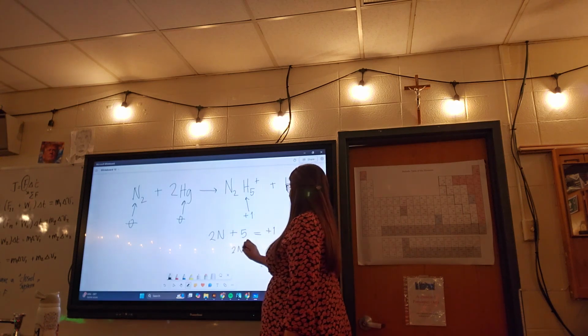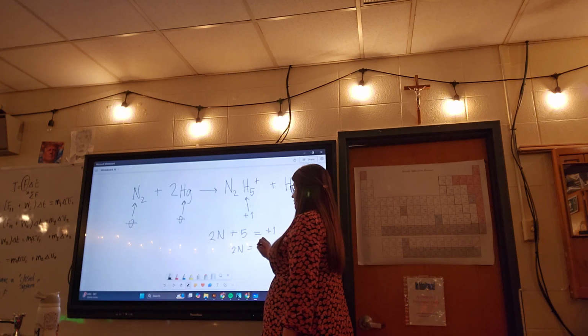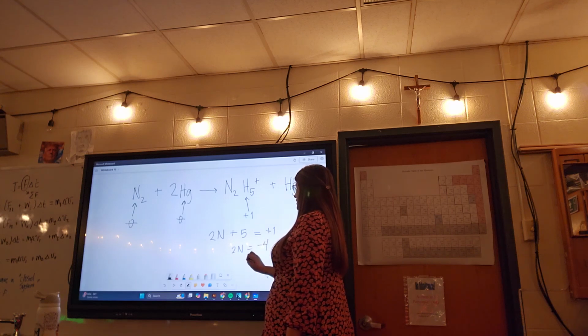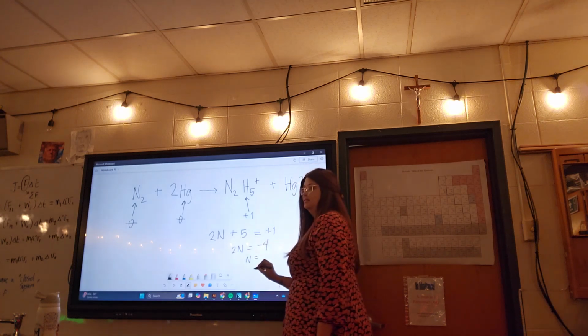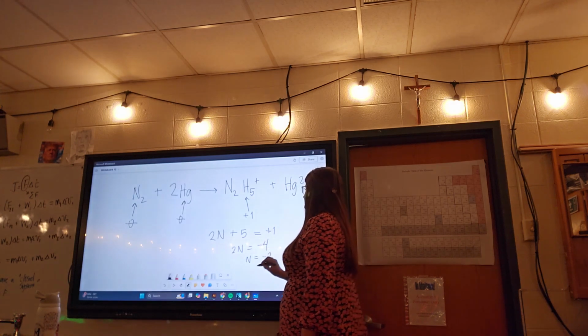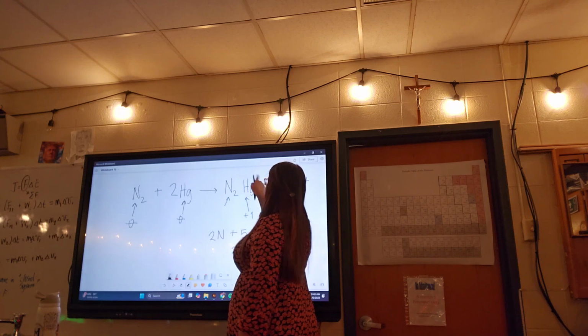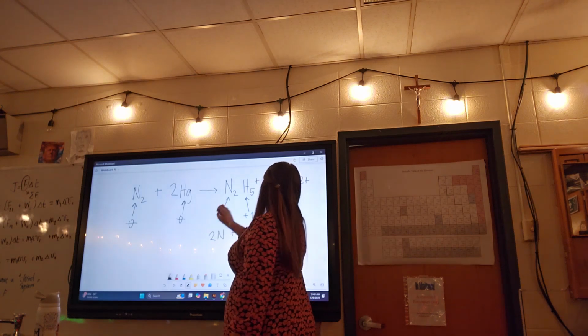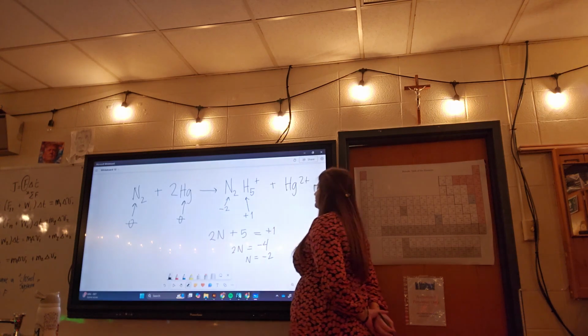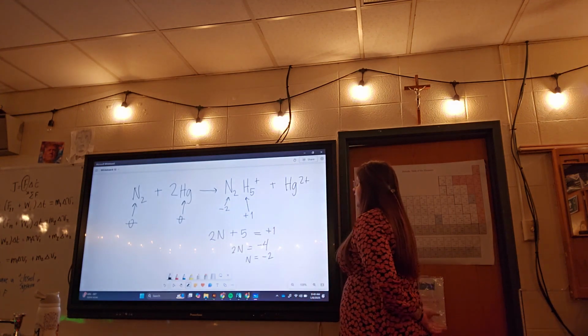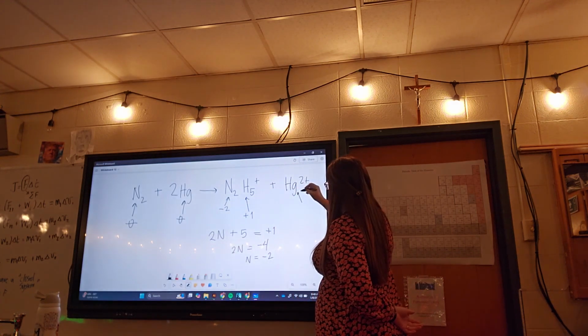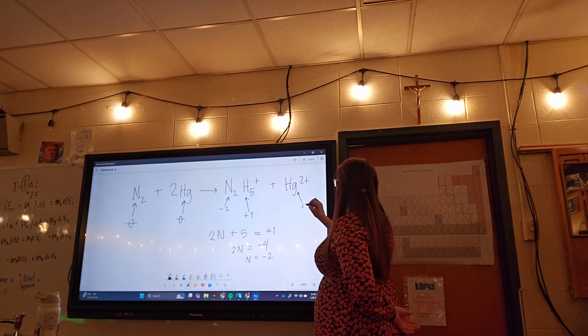Okay, so 2N is equal to minus 4. So what does 1N equal? Minus 2. Why do we need it to equal plus 1? Because there's that plus here in the compound. And then what is the oxidation number here of this mercury? Plus 2, good.